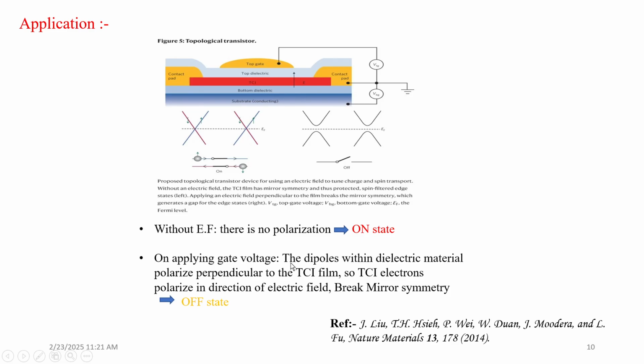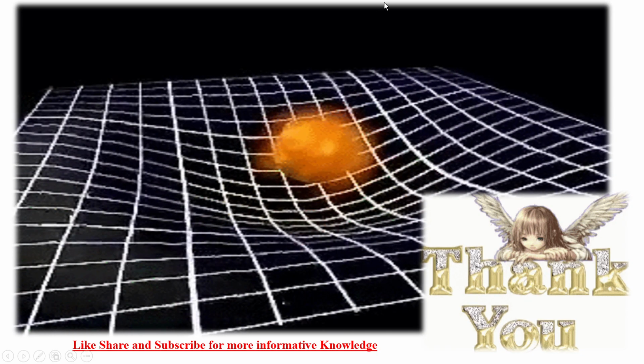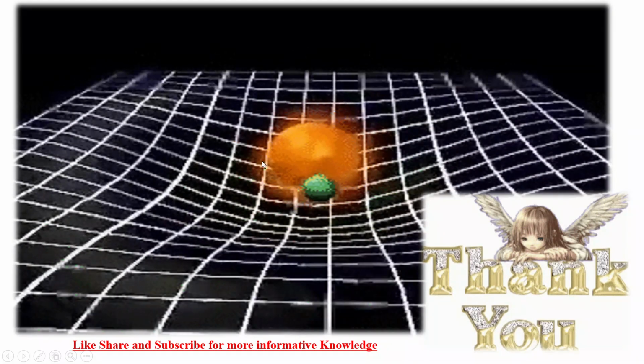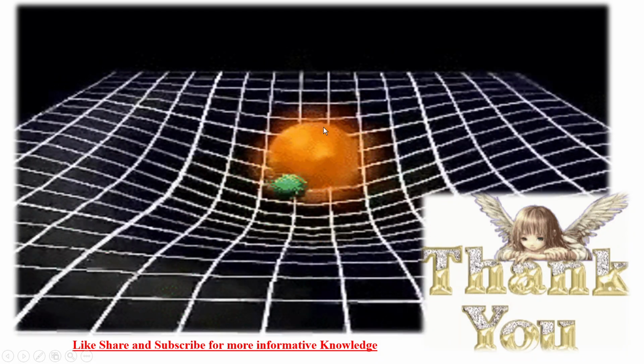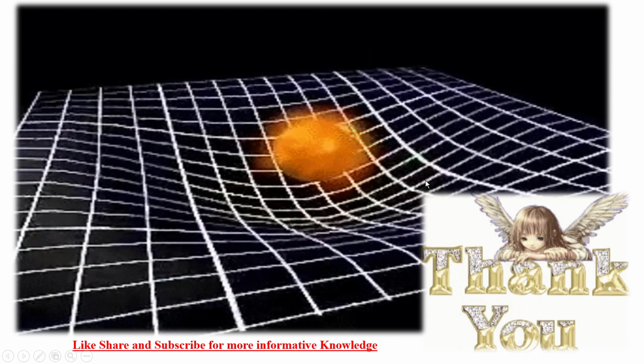On applying gate bias voltage, the dipoles within the dielectric materials polarize perpendicular to the TCI film, so the TCI electrons polarize in the direction of the electric field, due to which the mirror symmetry has been broken, and due to the broken mirror symmetry there is a band gap, and this shows the off state. Then this is the space-time topology. A planet is moving around the sun, and space-time is distorted, and there is a continuous deformation here. So thank you.